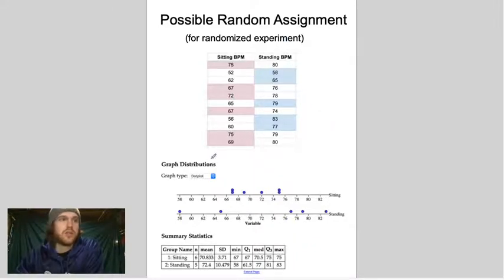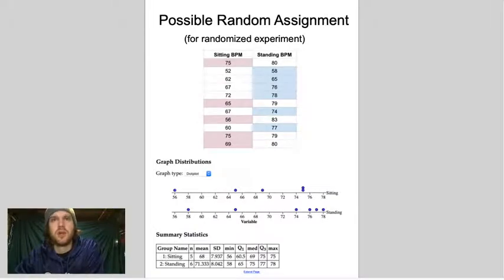Okay, so let's look at another possible one. So these are centered at the right spot. The standing group has much higher variability, but this is a possible sample from your data. Let's look at this one. Okay, again, standing is a little bit higher, but the groups are kind of overlapping quite a bit.